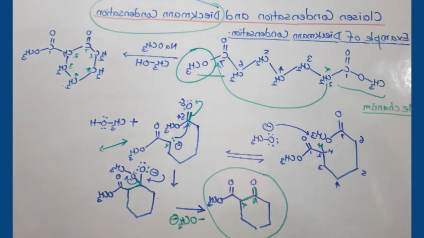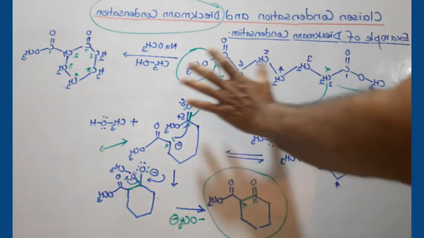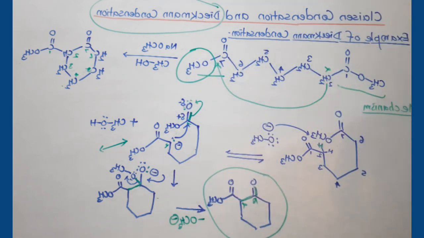Even you can try by considering two different molecules, which will be called cross Claisen condensation. You can try it on paper, and if you are having any problem you can ask me, and I'll try to explain it once again.